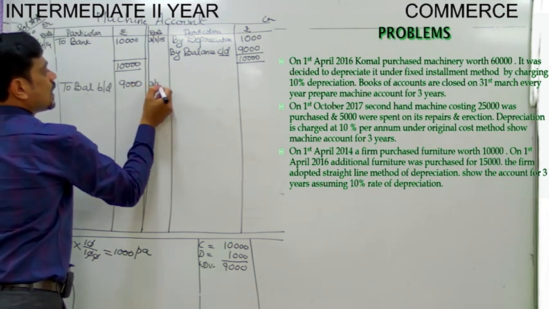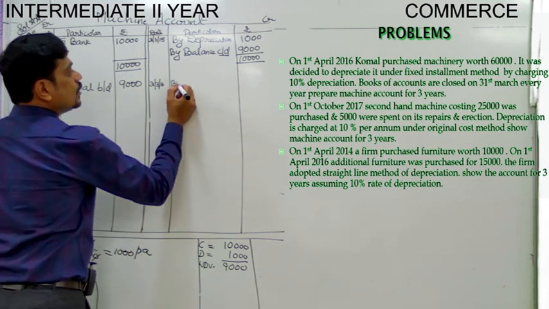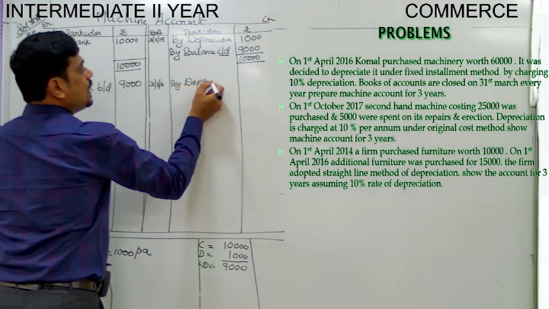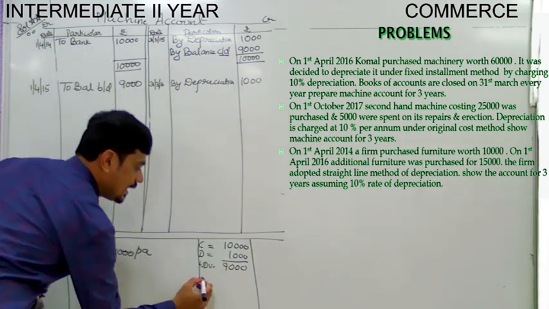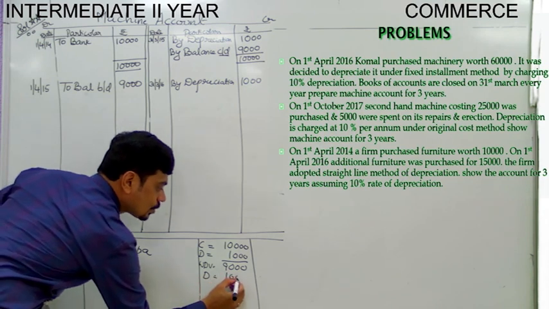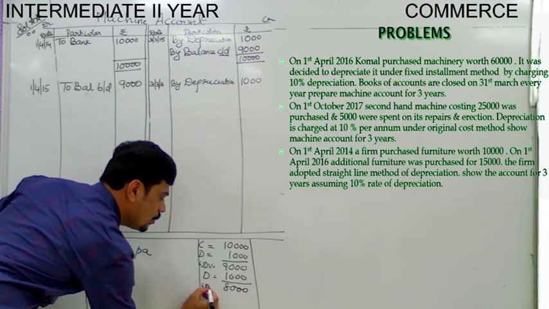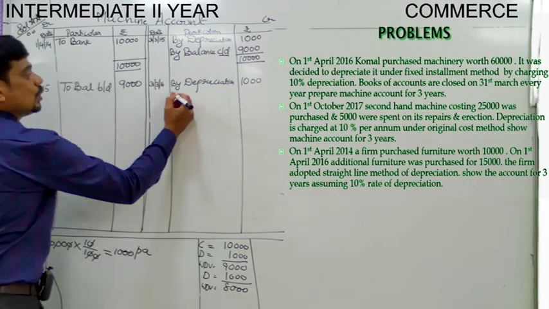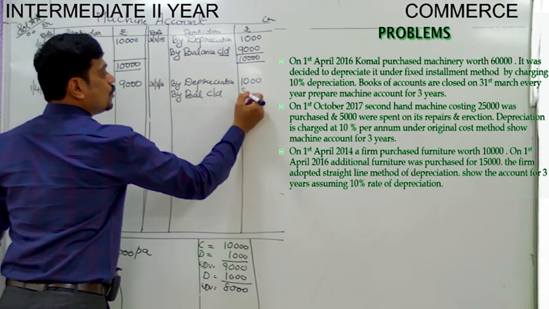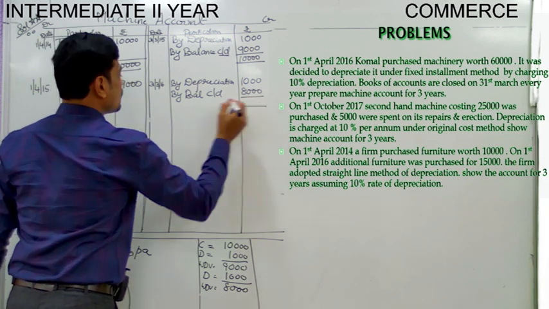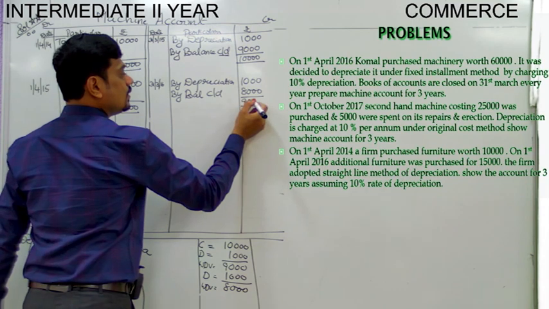We are closing the account 31st March 2016. So again, by depreciation. For how much, sir? 1,000. Again, I'll charge 1,000. How much is the answer? 8,000. Written down value is 8,000. Close the account. By balance carried down 8,000. Close with 9,000. We have closed with 9,000.